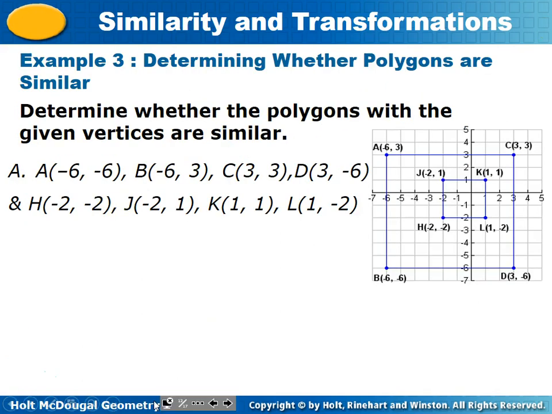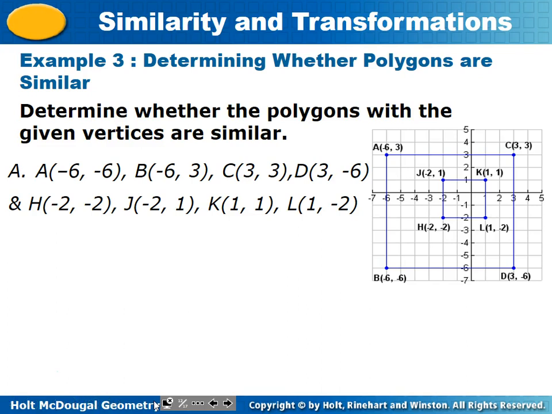So with example 3, we're going to determine whether the polygons with the given vertices are similar. So now I need you to plot A, B, and C, and then I need you to plot H, J, K, and L. Go ahead and do that, pause the video, and then come back to me and we're going to talk about what we see. Okay, so hopefully you're coming back to me now. So let's talk about what we see in this drawing.